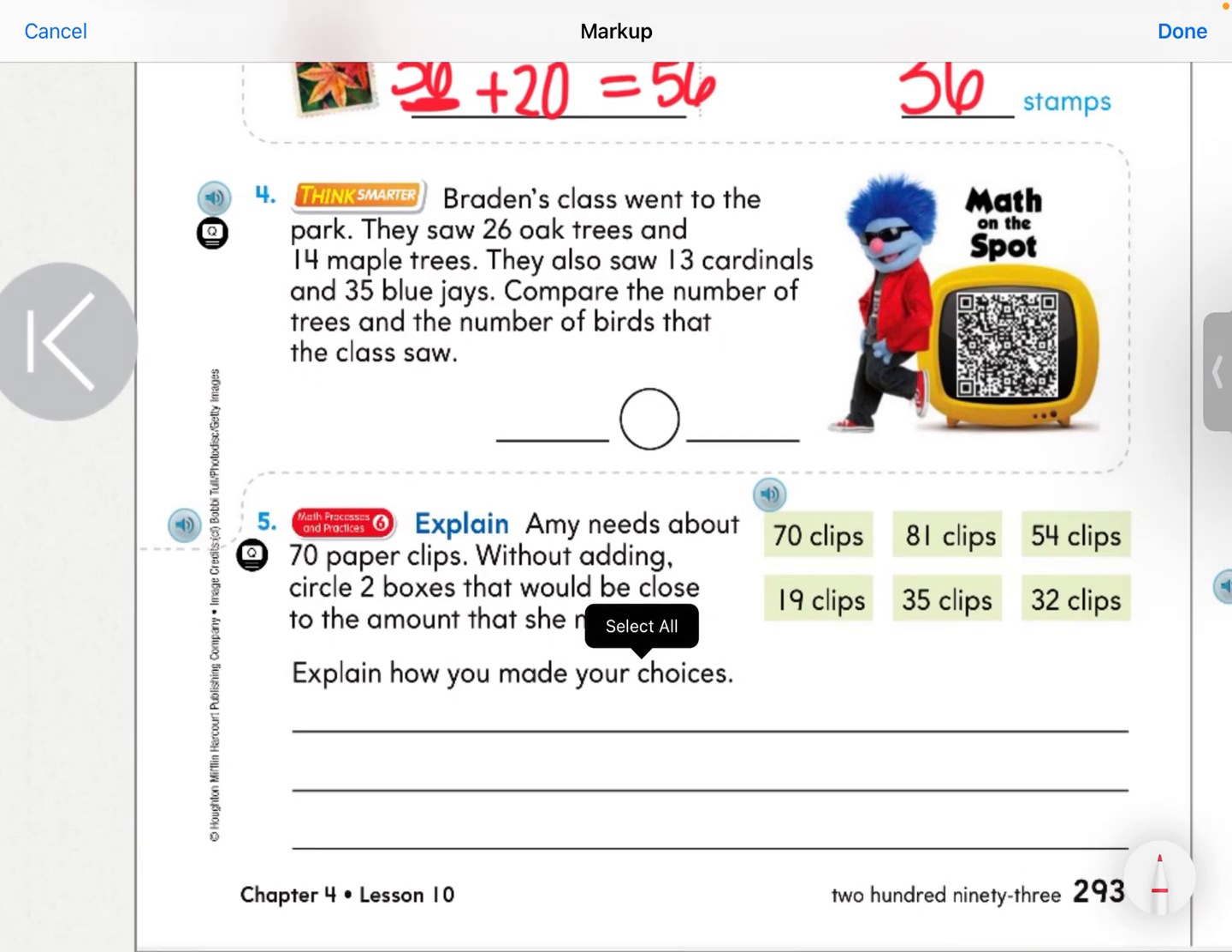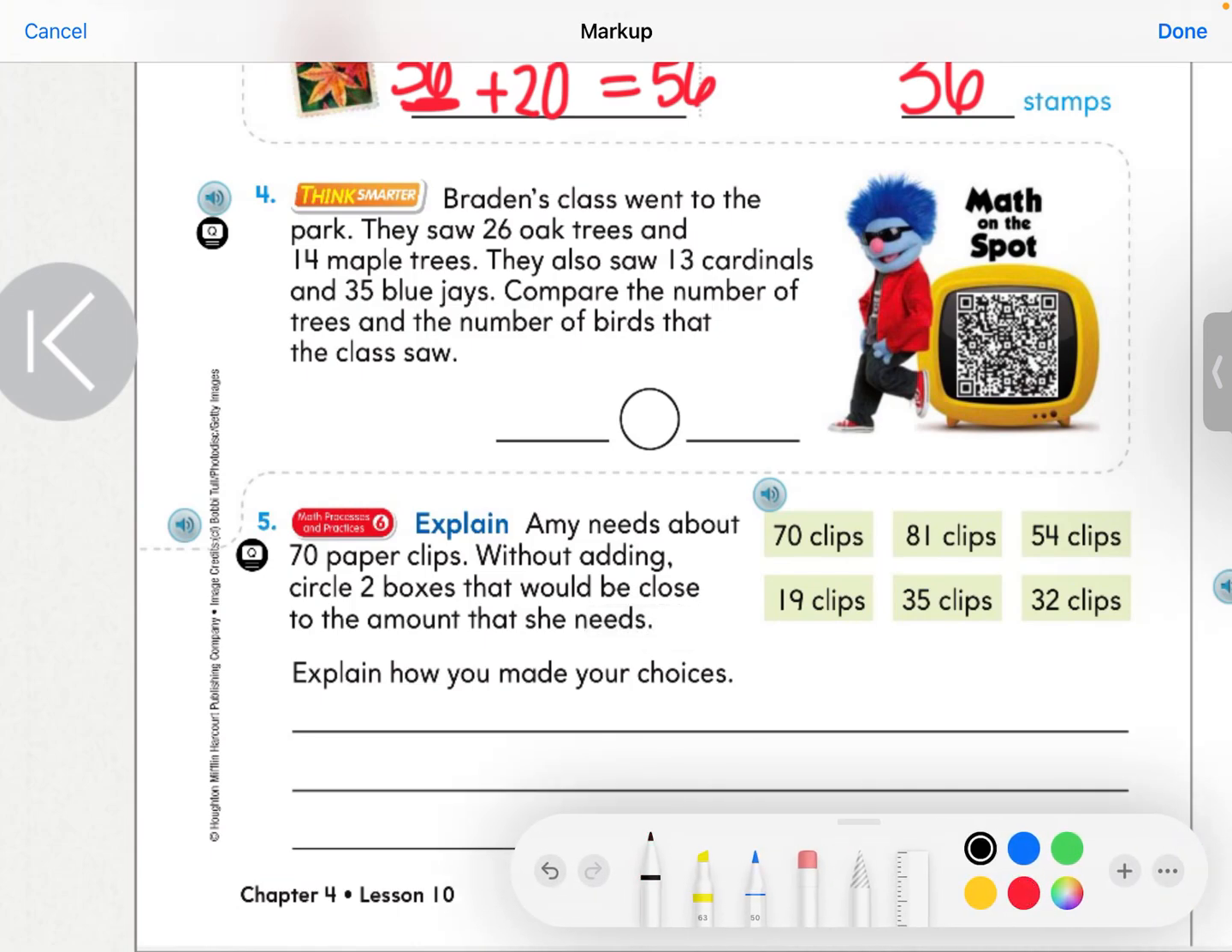Number 4, Braden's class went to the park and they saw 26 oak trees and 14 maple trees. They also saw 13 cardinals and 35 blue jays. Compare the number of trees and the number of birds that the class saw. Friends, this is a multi-step problem, which means that we're going to have to do more than one thing to get to the answer. Okay?